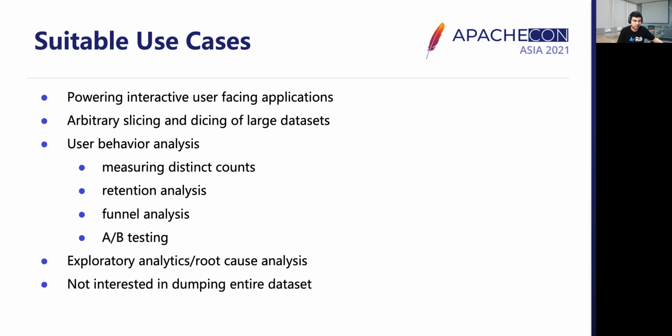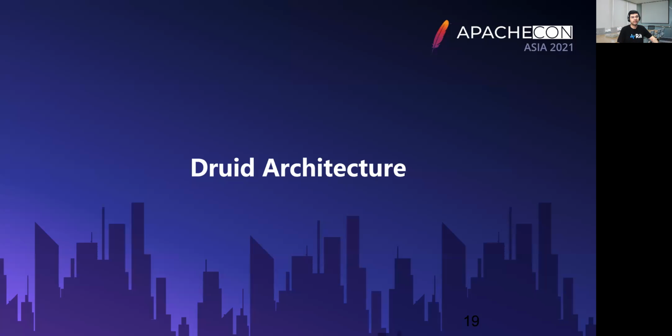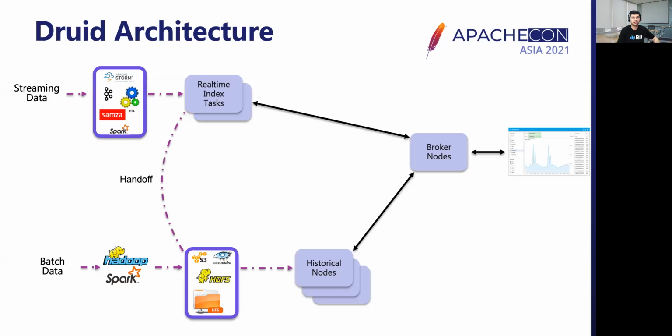that streaming ingestion. One of the key characteristics of all these use cases is that we are not interested in dumping the entire data set. However, what we are interested in is querying aggregated views over large data sets. The overall query result is much smaller than the data being scanned. Next, let's talk about Druid's architecture in a little bit more detail. So Druid's architecture involves multiple node types.